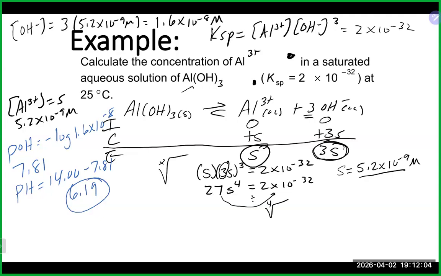Any questions on that? So another aspect of KSP is that if you figure out the H plus concentration or OH minus concentration, you can also figure out the pH of that particular solution. And that would be something like aluminum, which is amphoteric. It could act as an acid or a base in this case. Any questions on that?